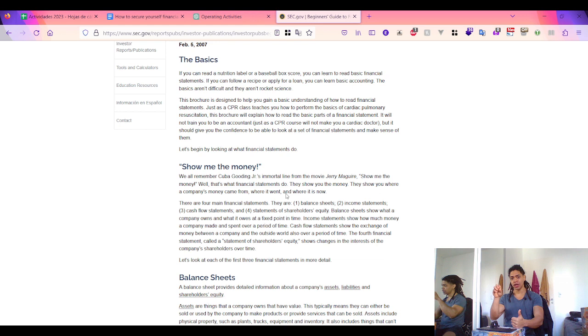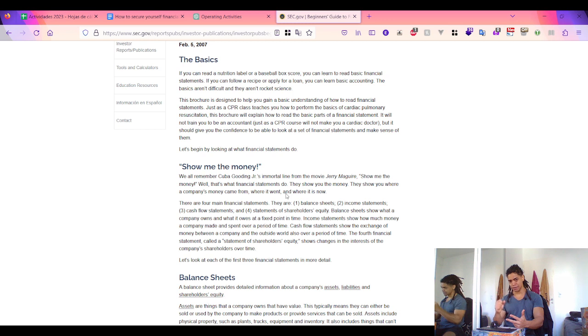The balance sheet shows what the company owns and what it owes at a fixed point in time. So the balance sheet, the TLDR, is a snapshot of the company's assets, liabilities, and shareholders' equity at a point in time. The income statement shows how much money a company made and spent, and the bottom line is whether a company earned money or not.